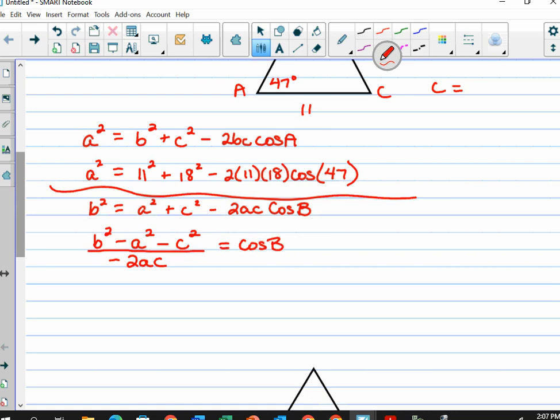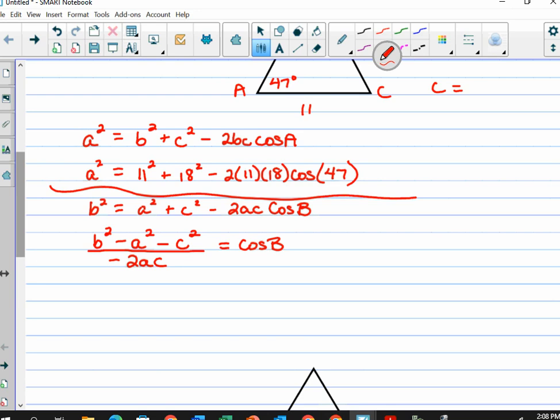So let me stop there for a second and make sure you guys understand. It's just algebraic rules moving things around. So it's a positive A squared, right? So I move that by subtracting. Positive C squared, so I move that. Okay, so that's where this numerator comes from. Then it's negative 2AC times cosine of B. So to undo multiplication, that's where the division of all of that is. That makes sense. Okay.